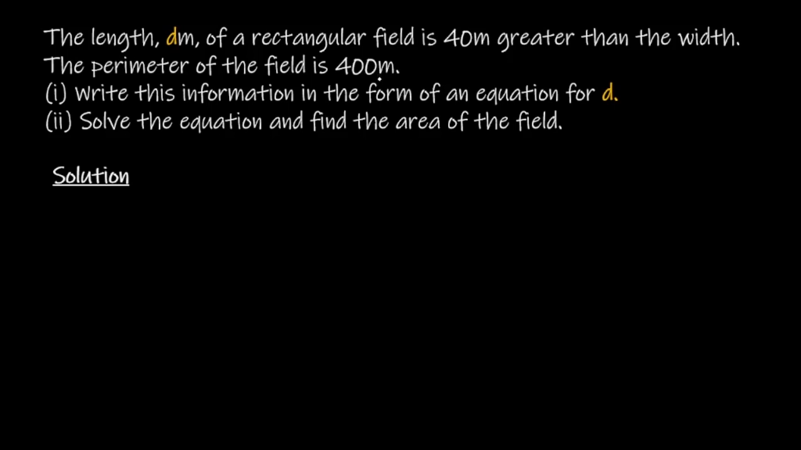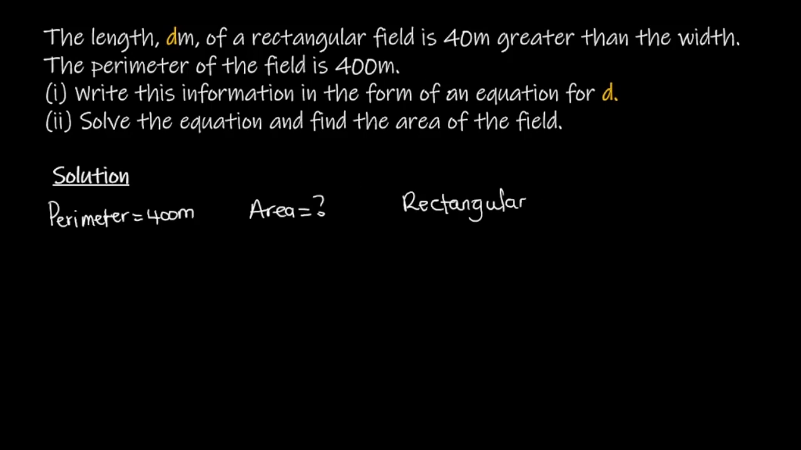Now, there is a lot going on in this question. First, we're told that the perimeter of the field is 400. So let me write that down first. Perimeter is 400 meters. Then we were told to solve the equation and find the area of the field. Now we need to find area. What is area? Now we're told that the field is rectangular. So what is the perimeter of a rectangle? What is the area of a rectangle? We'll be looking at that.